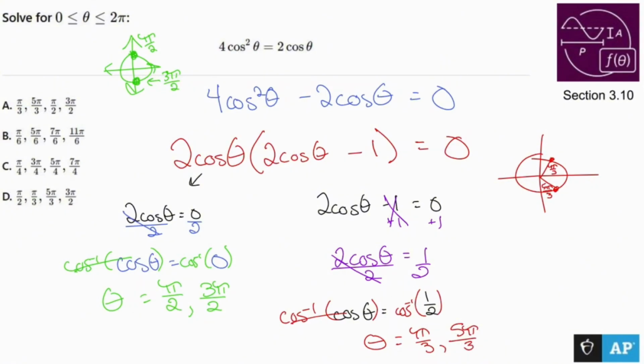Now, I guess the last thing we ought to do is put that in order from least to greatest. So what is the smallest of these? Pi over 3, and then pi over 2, and then 3 pi over 2, and then 5 pi over 3. Even though they didn't put it in order here.